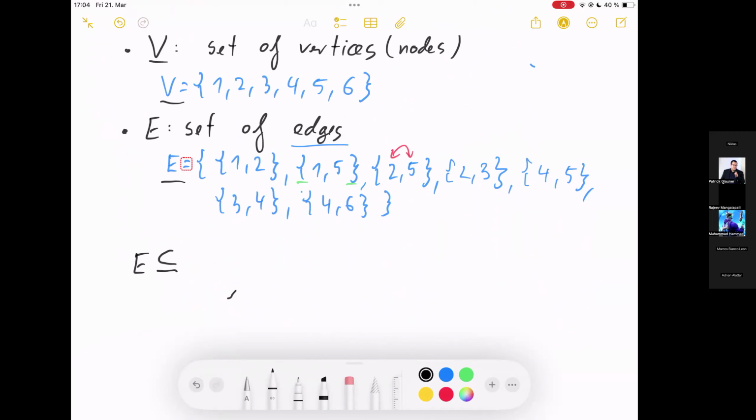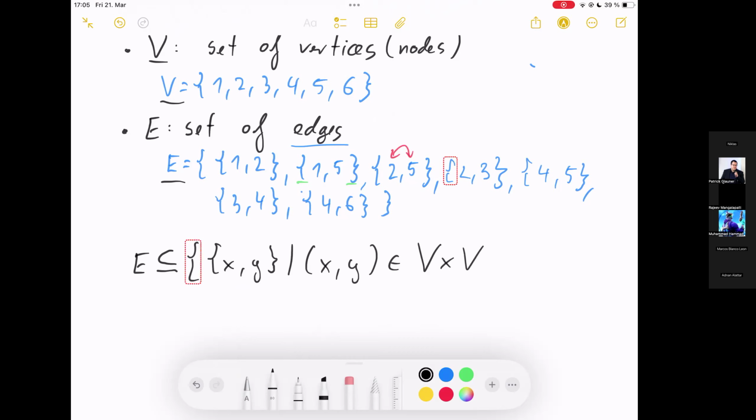We can say E is a subset of a bigger set. And we can say this big set contains small sets of X and Y, where the tuple XY comes from the Cartesian product of V with itself. Or we'll just keep it now like this. So what I'm writing here is we have the set of vertices. And we take the Cartesian product.